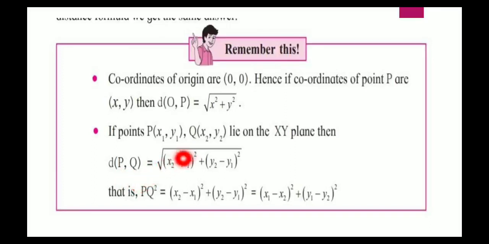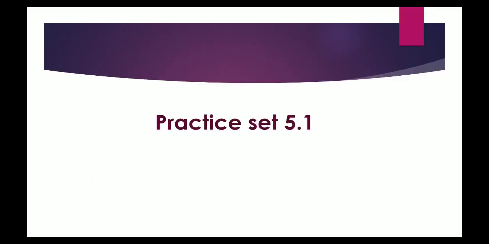The same thing can be written like this. PQ square is equal to x2 minus x1 the whole square plus y2 minus y1 the whole square. This can also be written as x1 minus x2 the whole square plus y1 minus y2 the whole square. Anyway, it is fine. Now let us begin practice set 5.1.